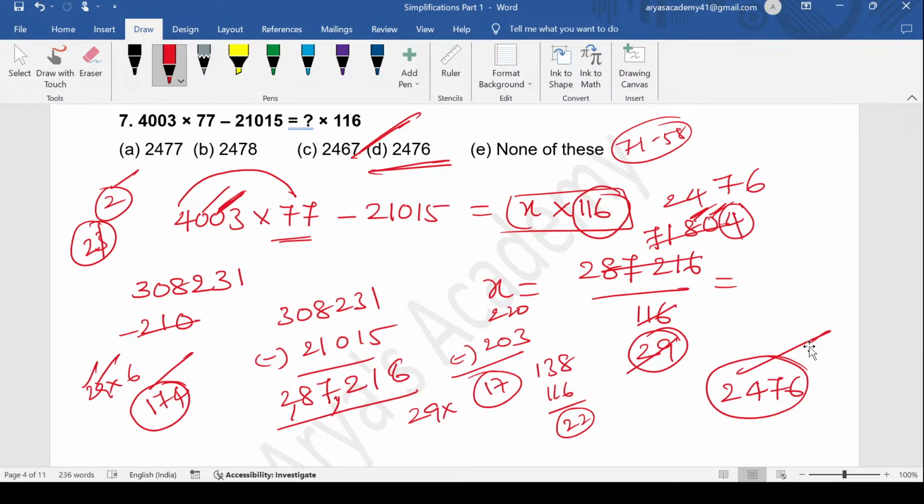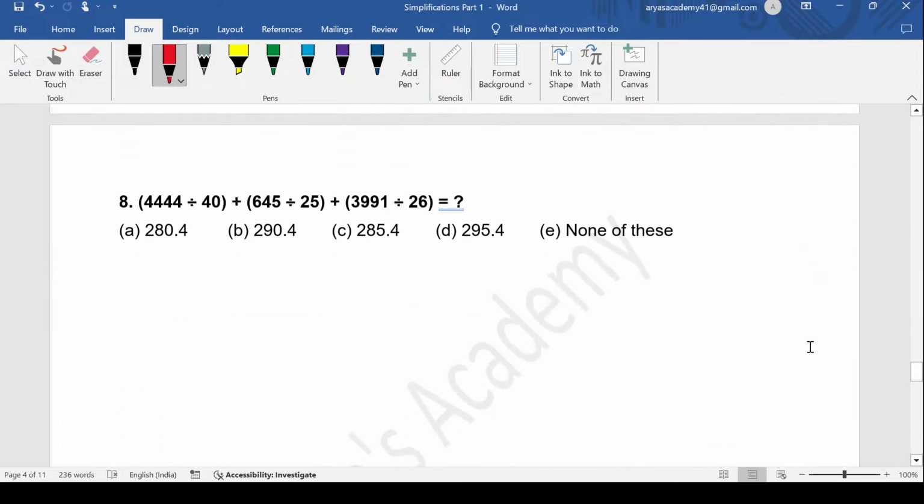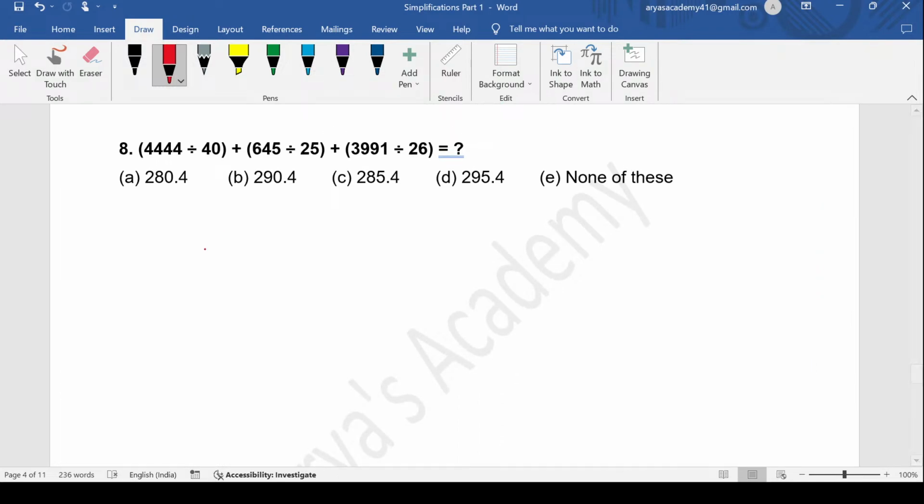Okay. So question number 7 is done. We are moving to question number 8. So we have this equation, 4 times 4, and this is in the bracket. I already told you brackets have to be solved in the first place. So solve the bracket first.